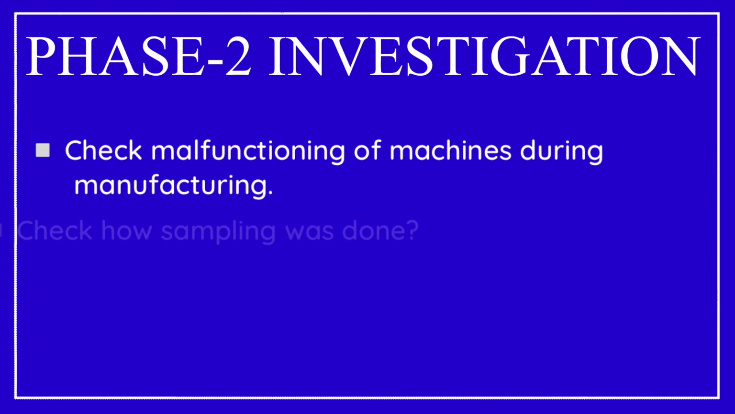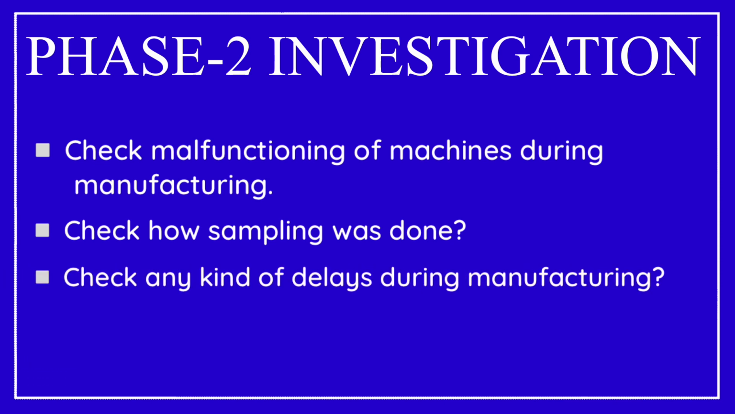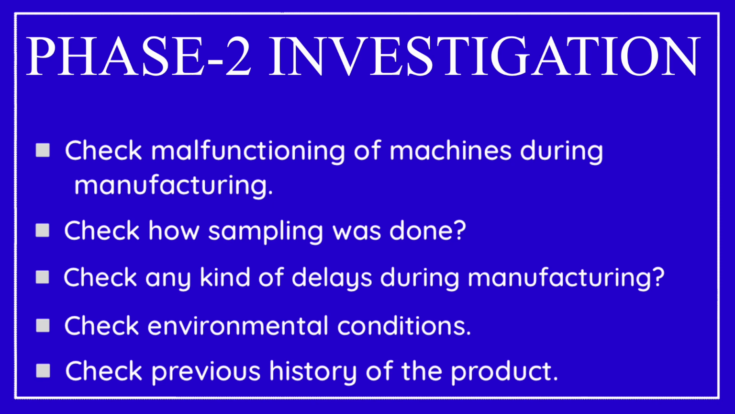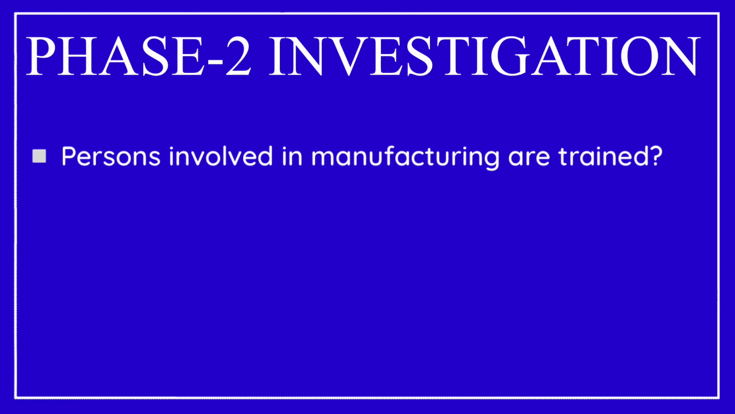Check and verify how the sampling was done, or I can say that how the sample was collected, whether it was collected as per the written procedure or not. Check and verify whether there were any delays during the manufacturing, or I can say that check whether manufacturing process completed within the stipulated time or not. Check and verify the environmental conditions during the manufacturing. Check and verify the previous history of the product for the similar failure. Check whether personnel involved in the manufacturing were trained or not.